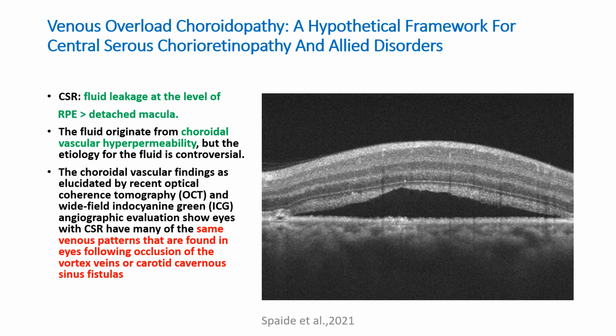And this study clarified that since the CSR fluid leakage is at the level of the macula and leads to detached macula, and the fluid originates mainly from the choroidal vascular hyperpermeability, the choroidal vascular findings in this study, as they studied by the OCT angiography and the indocyanine green, showed that the venous pattern in CSR is more or less similar to the pattern that occurs following occlusion of the vortex veins and the carotid cavernous fistulas.